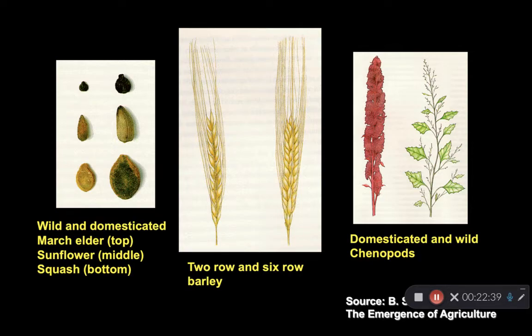And then if you look at the panel on the right, you'll see a domesticated chenopod. This is something related to, say, amaranth or quinoa. On the left is the domesticated one versus a wild version on the right. And so the domesticated has a lot more seed and a very concentrated seed set compared to the more open form on the right.